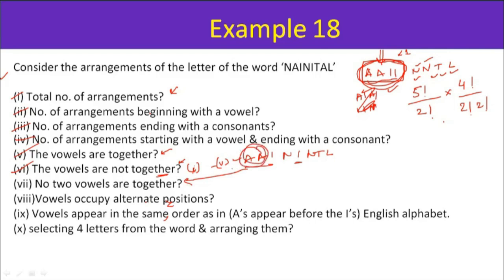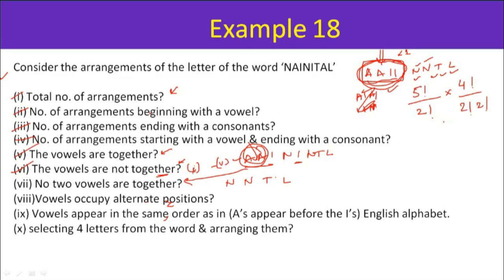In such questions, what do you do? See, because you don't want vowels to be together, there has to be something in between, right? So if vowels can't come together, you go the other way around. How many consonants do we have? We have 4 consonants. One is N, again T, again L. This is a concept that I'm trying to explain using an example, so please pay attention and try to understand what I am doing and why.